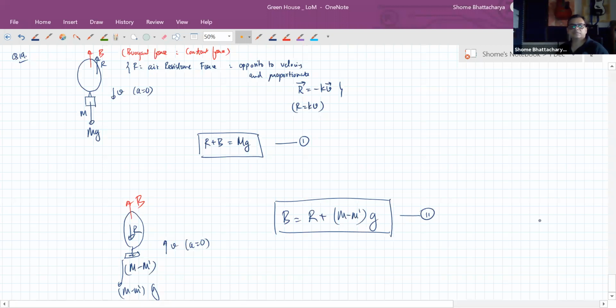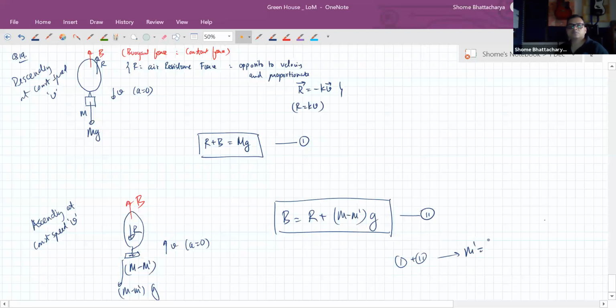So this time it is ascending at constant speed. Here it was descending. So the speed is the same in both the cases, but the direction is opposite. So the air resistance force direction reverses. Now just solve 1 and 2. Add equation 1 plus 2 and you will get the value of m and how much mass has to be removed. So hope you are clear with this question also.